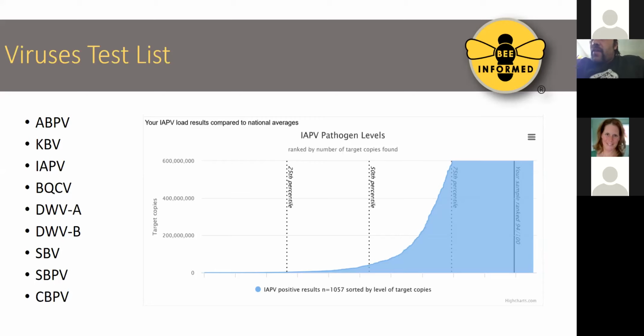So that means that the viral level is fairly high compared to the 1,057 samples that were taken to get this percentile. These viral tests are relatively new, and there were only 1,057 samples taken for this virus. So it's fairly new, and we're still learning a lot about these viruses, and there is only a handful that have visual symptoms, and I'm going to talk about those next year.